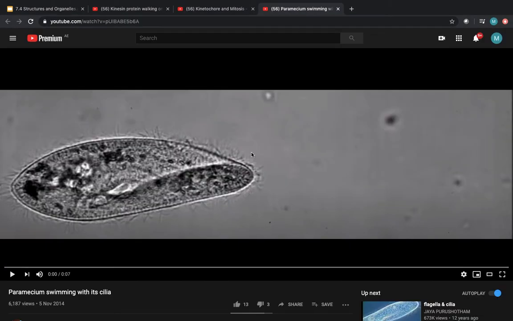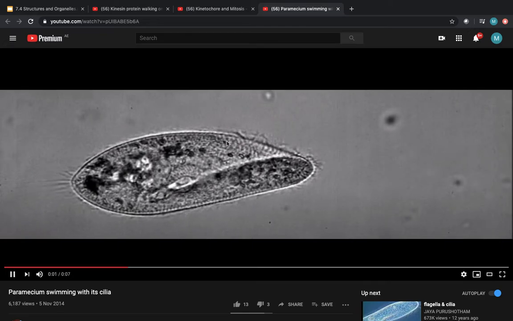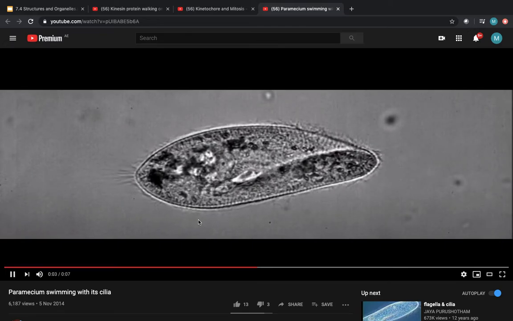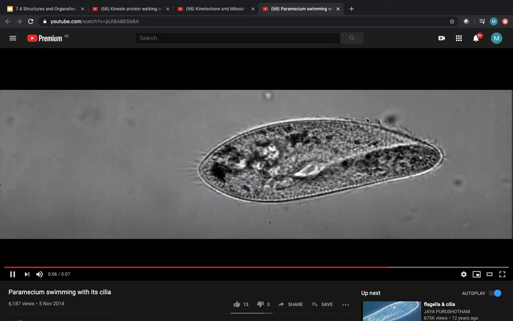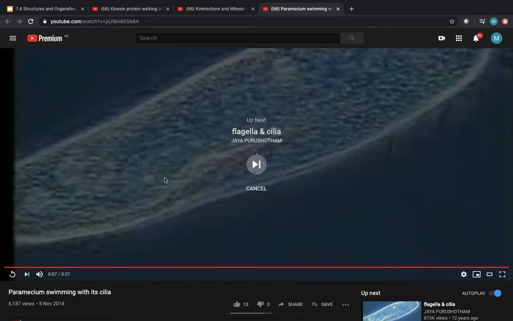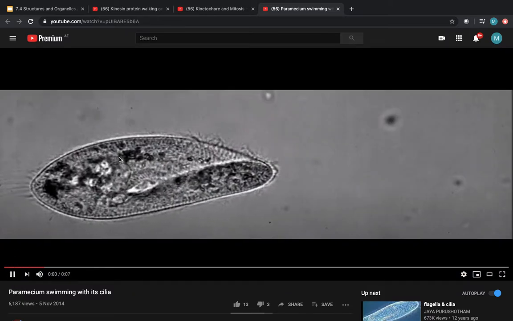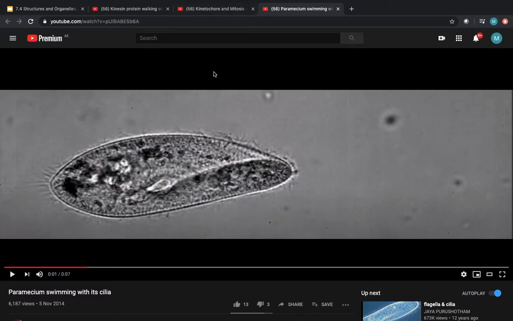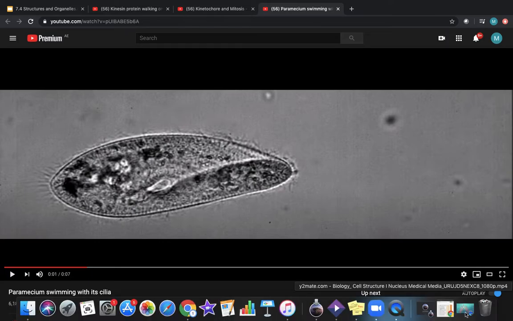I can find cilia on paramecium. You guys can see here all of these little cilia that are found on the outside. Now watch how they allow the paramecium to swim through the water. Right? All right, so we can also find cilia inside of our own bodies.